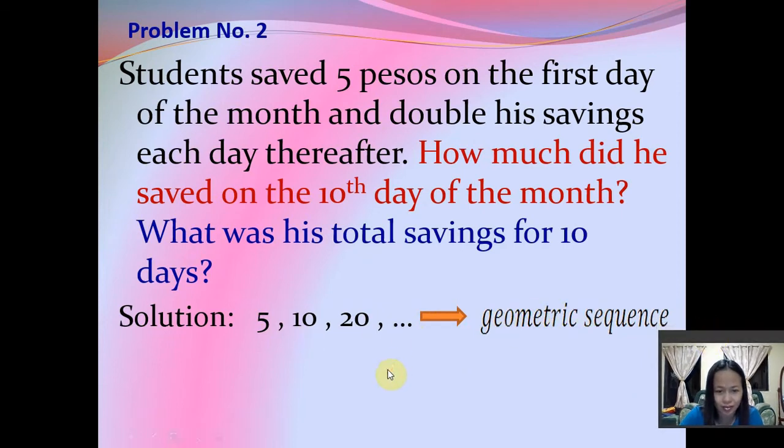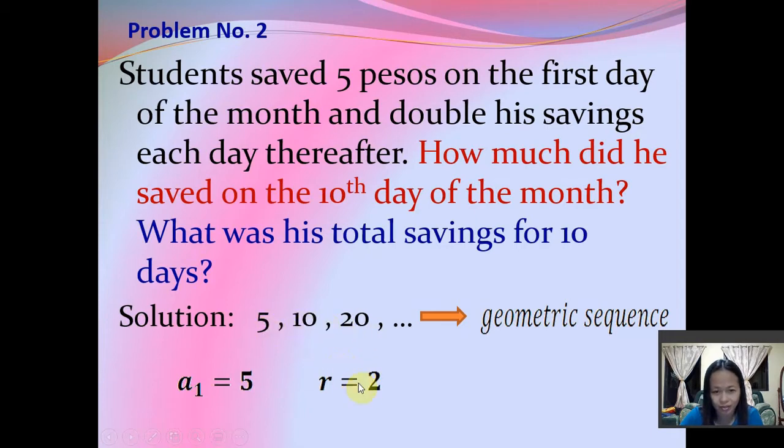Since this is a geometric sequence, our first term here is 5. And our common ratio, since it's geometric, we're talking about common ratio, and that is 2. How did we get 2? That is 10 divided by 5, that's 2.